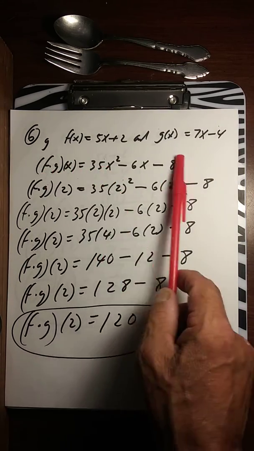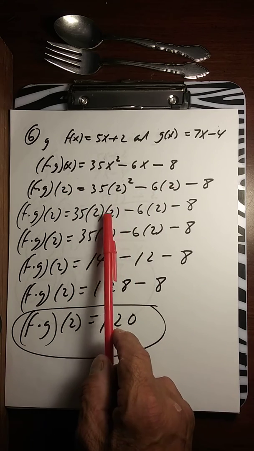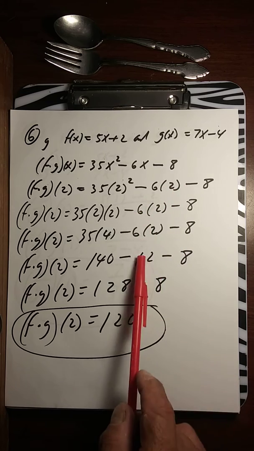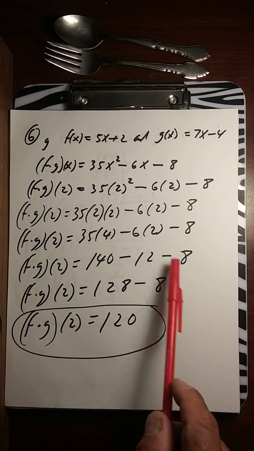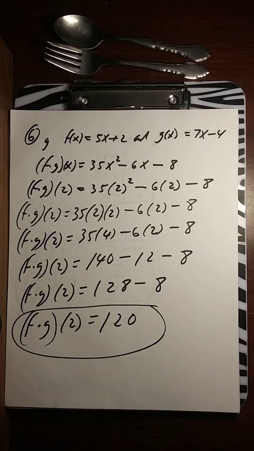F times g of x is this one. So now we're going to put in 2. 2 there, 2 there. 2 times 2 is 4. And 4 times that is 140. And 2 times this number is a negative 12. Bring the negative 8 down. So now 140 minus that, 128 minus 8 is a 120.